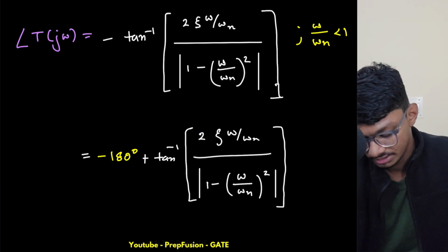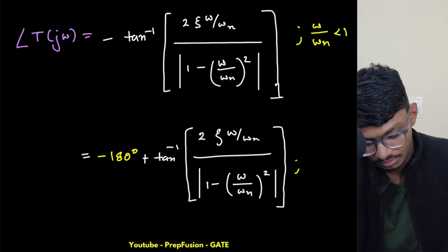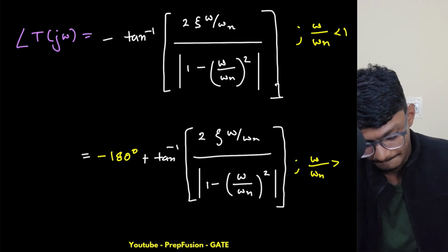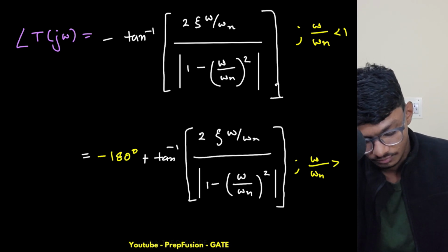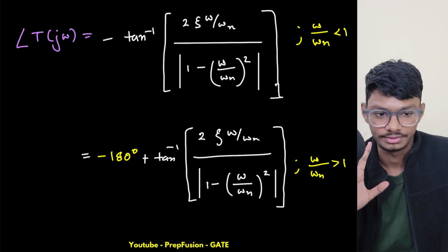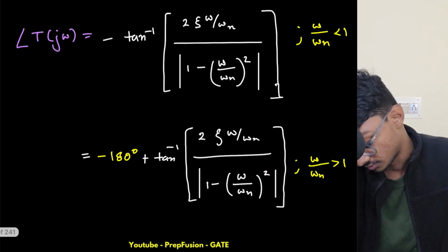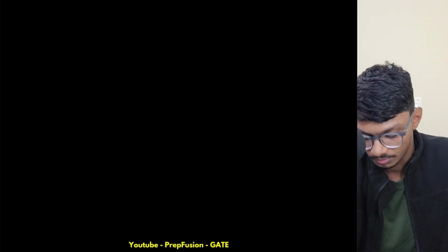So when is this condition valid? This condition is valid when my omega by omega n is greater than 1. So yeah, these are the two angle values and the magnitude values. Now let's approximate our Bode plot, the approximations.